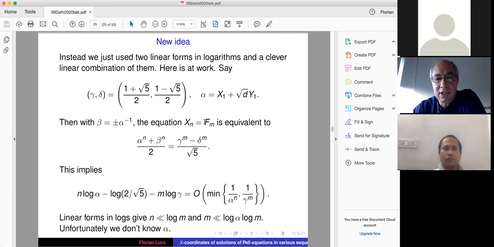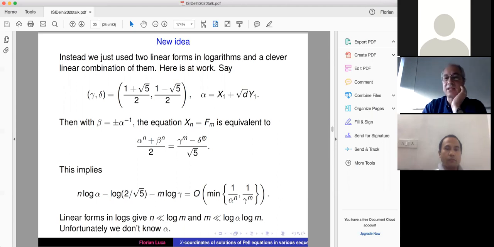So then the equation xn equals fm can be written in this way. This is the nth term of the Pell equation, and this is the mth term of the Fibonacci sequence. As we did in the past, let's group main terms on one side and the other terms on the other side. The main terms here are alpha to the n divided by 2, and here is gamma to the n divided by √5.